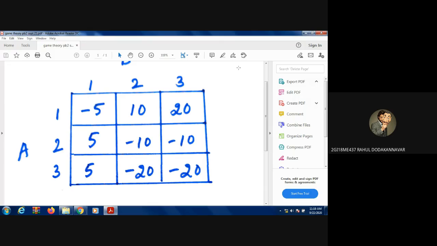Now take the differences. First row: 10 minus minus 5 is 15. Second row: 5 minus minus 10 is 15. Column wise: 10 minus minus 10 is 20, and 5 minus minus 5 is 10. So the row oddments are 15, 15 and the column oddments are 20, 10.